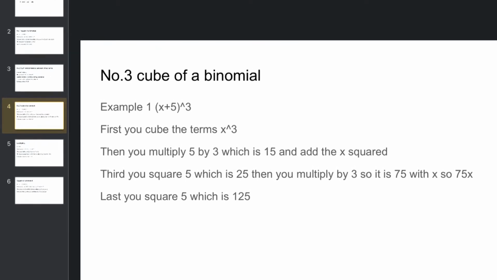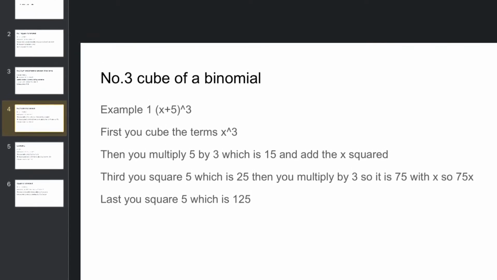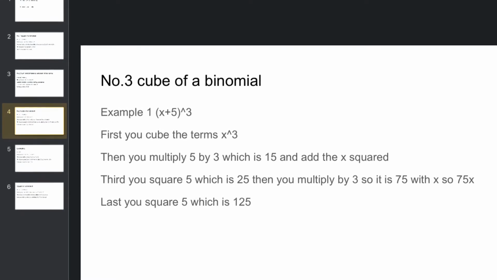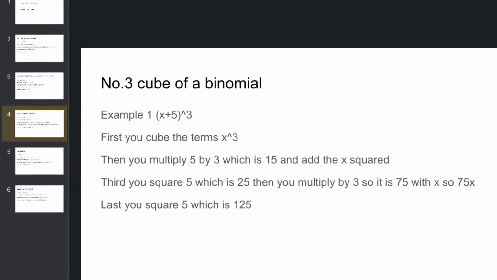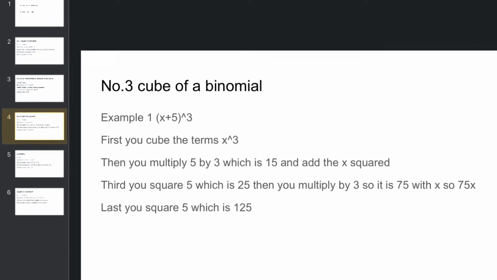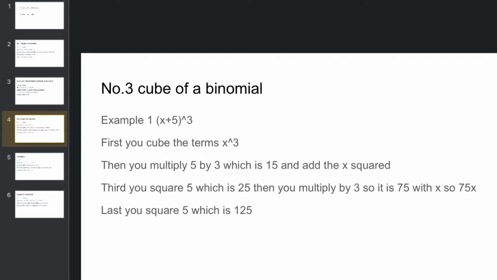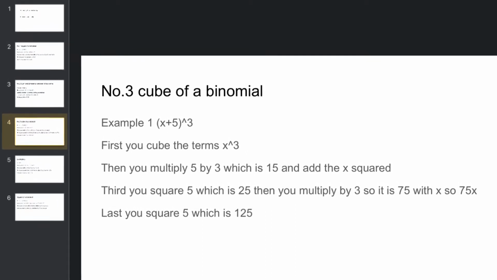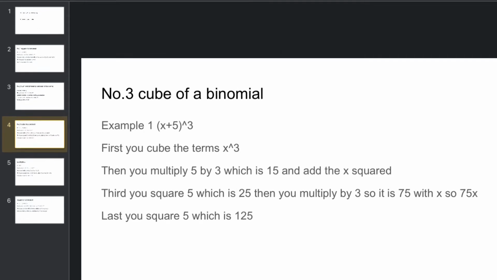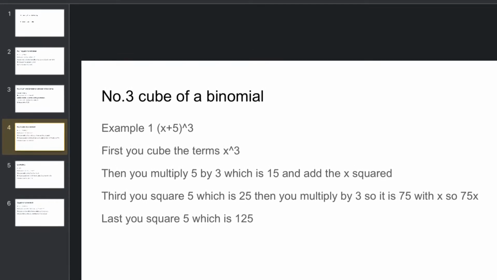And then third, you square 5, which is 25, then you multiply by 3 since it's a cube, so it becomes 75, with x. You should add x too, so it's 75x. Last, you cube 5, which is 125.